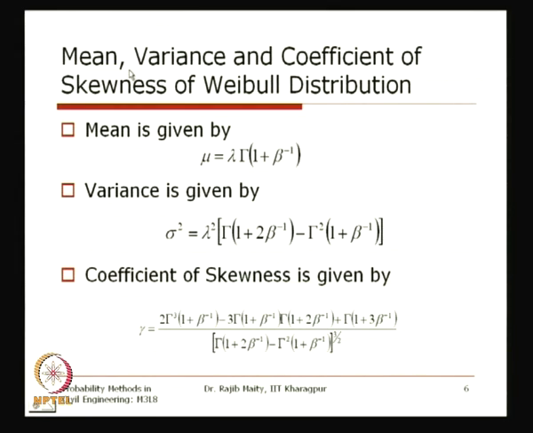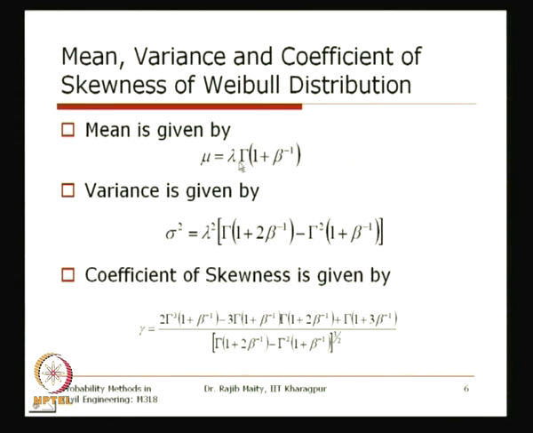Now, for the first few moments, the mean is given by mu equals lambda times the gamma function of 1 plus beta inverse, that is, 1 plus 1 by beta. We discussed this gamma function in some previous lectures while discussing the beta distribution and gamma distribution. If we know the value of beta, we will be able to know the value of this gamma function and calculate mu.